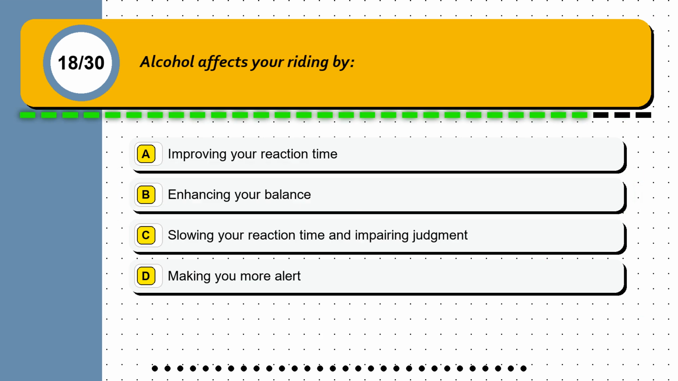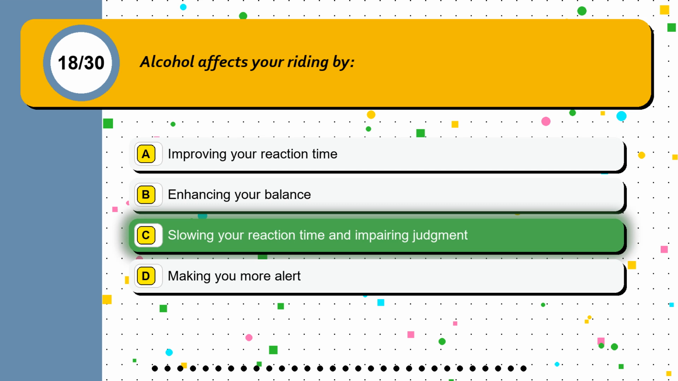Question 18. Alcohol affects your riding by: Option A. Improving your reaction time. Option B. Enhancing your balance. Option C. Slowing your reaction time and impairing judgment. Option D. Making you more alert.